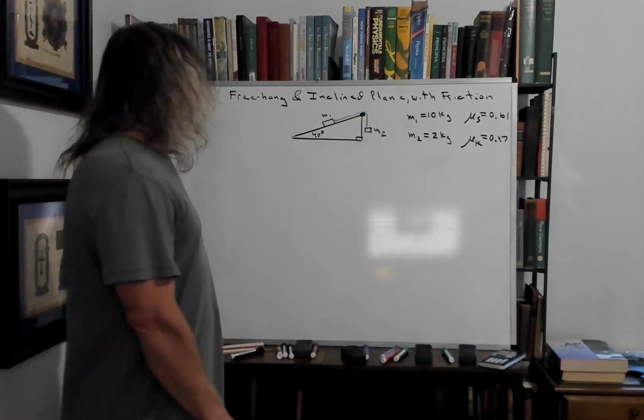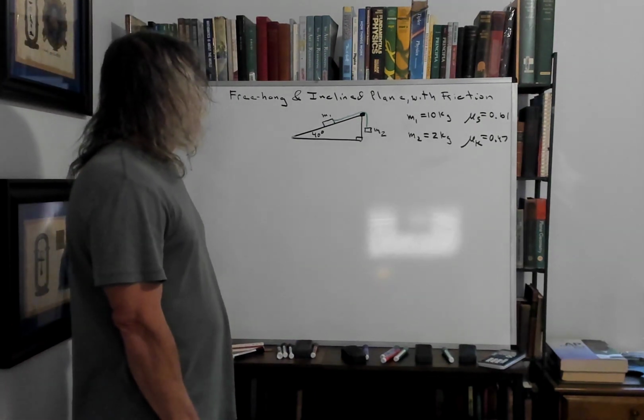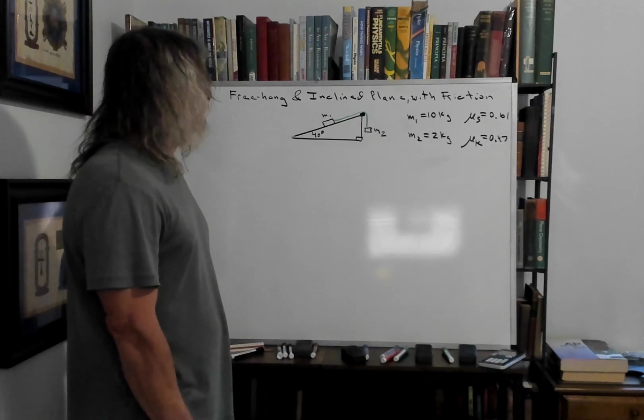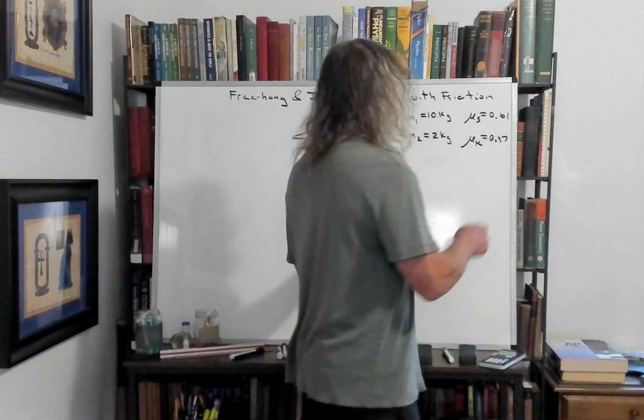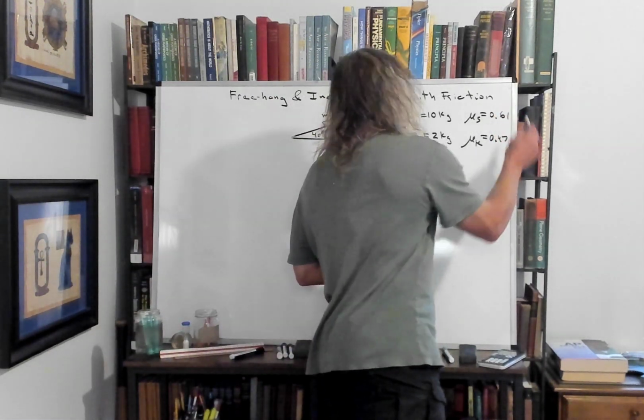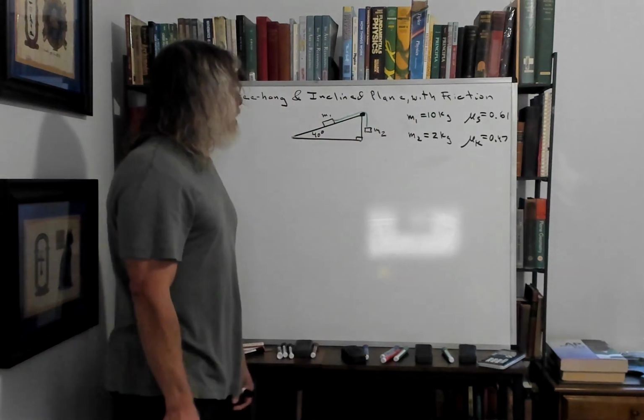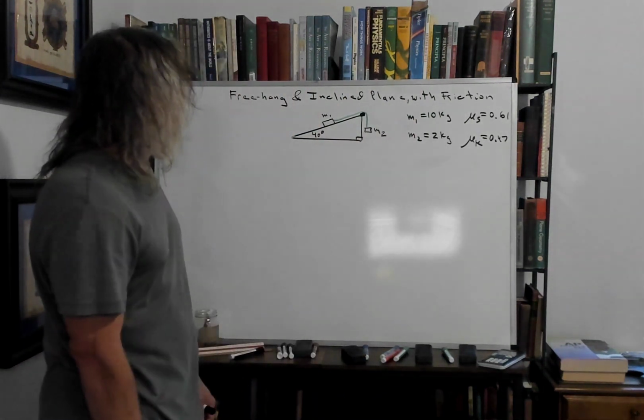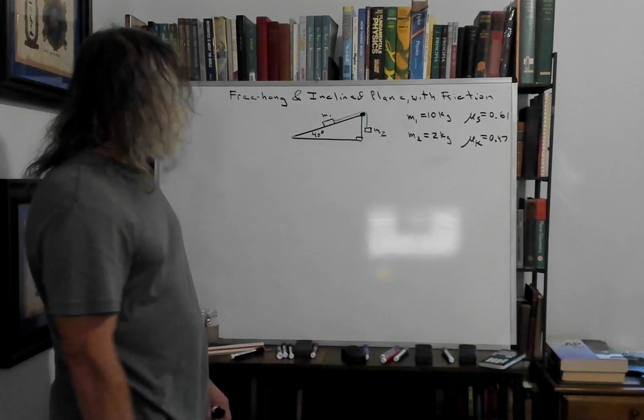All right, some pulley problems. Let's do this. Static friction 0.61, kinetic friction 0.47, coefficients of friction. Mass 1 is 10 kg, mass 2 is 2 kg. So let's see what's going to happen.